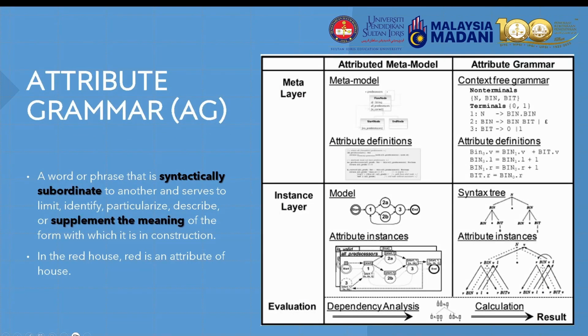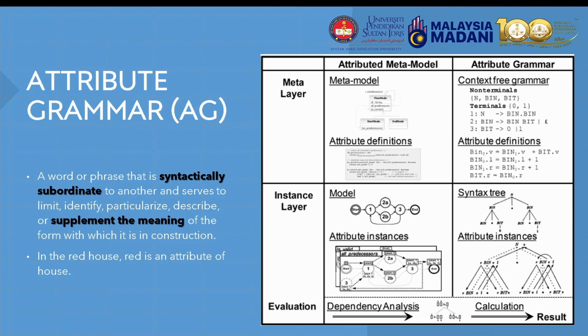Okay, and then we have attribute grammar, AG. Attributed, or we call it attribute grammar, is a word or phrase that is syntactically subordinate to others and serves to limit, identify, particularize, describe, or supplement the meaning. For example, here we have the attributed meta model and the attributed grammar. For the attributed meta model, we have a model that is attributed in instance.